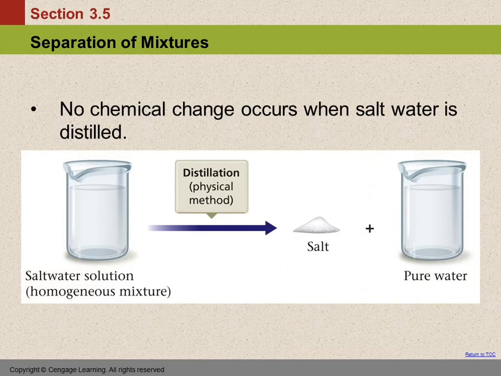So, saltwater solution, homogeneous mixture. So what has happened in that distillation is that we've taken this saltwater solution, which was a homogeneous mixture, and we've separated it through this physical method into salt and pure water. When we do that, there is no chemical change involved. When you separate a mixture, you do not have a chemical change in either of the components of that mixture.